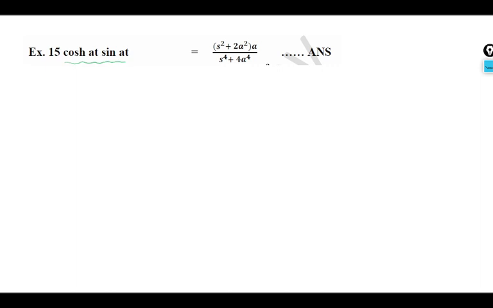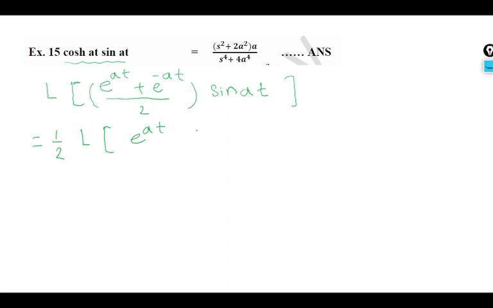So here we start like this. We want the Laplace of cos hyperbolic at, which can be written, if you see Euler's definition, as (e raised to at plus e raised to minus at) upon 2. This is the important step that you should know. And sin at will be as it is. So this 1/2 is a constant outside, and we are left with the Laplace of e raised to at into sin at plus e raised to minus at into sin at. So just term by term multiplication. So this 1/2 will be as it is.